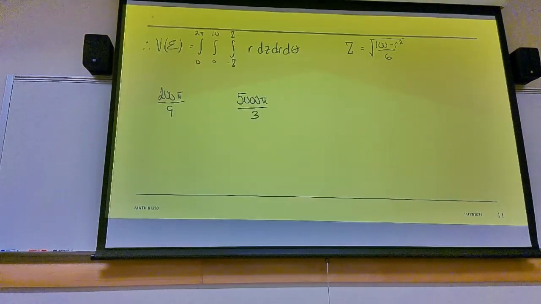I got 4,000 pi radical 6 over 3. It's the same as this. It's an interesting range. No one else got anything?